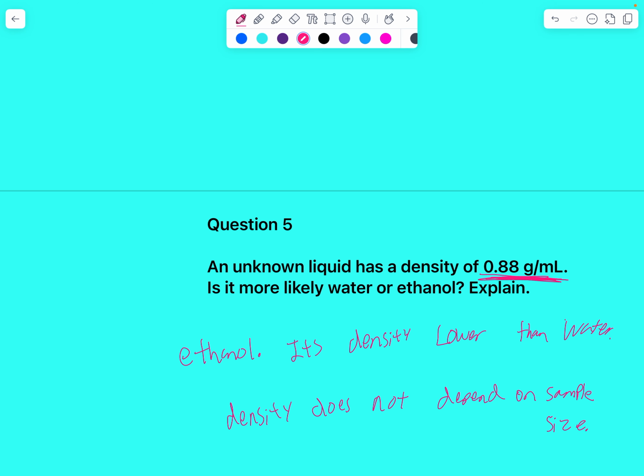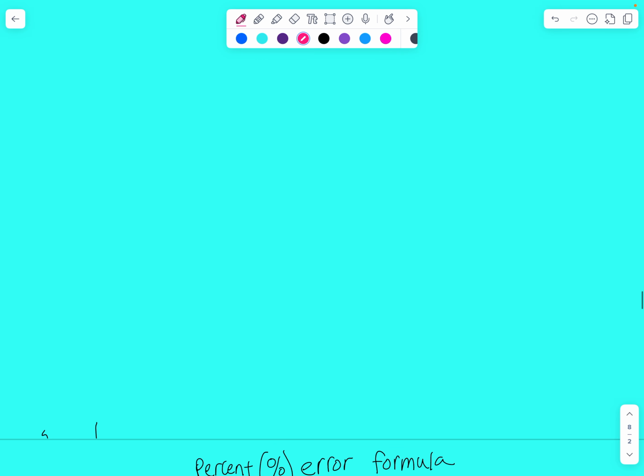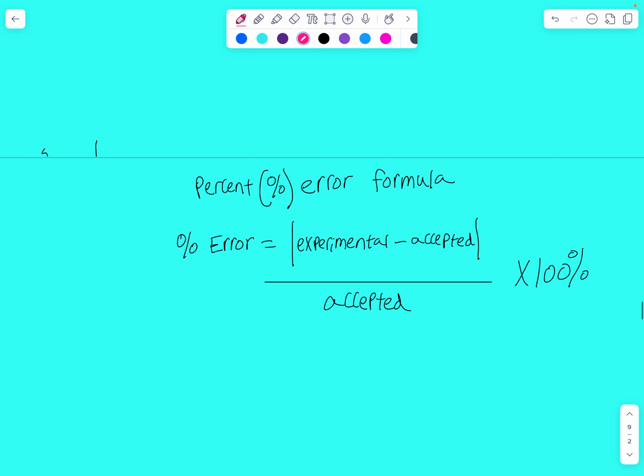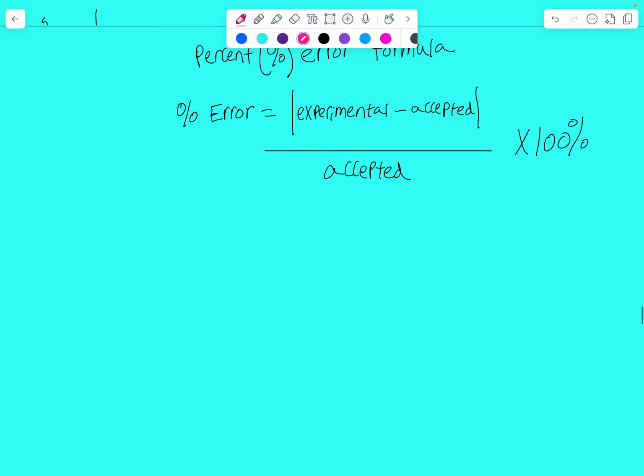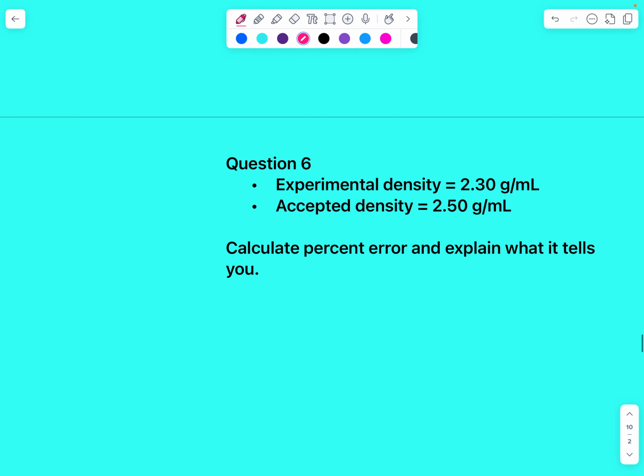Okay, let's talk about part 6, which is error analysis and why labs care. All right? So here's a formula you guys need to know. Percent error is the absolute value of the experimental minus the accepted, all over the accepted, times 100. Okay. Percent error quantifies how far your measurement is from the accepted value. Let's try question 6. We got an experimental value of 2.30, an accepted density of 2.50. Calculate your percent error and explain what it tells you.